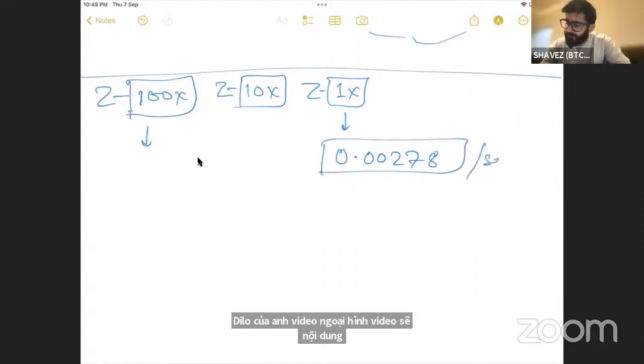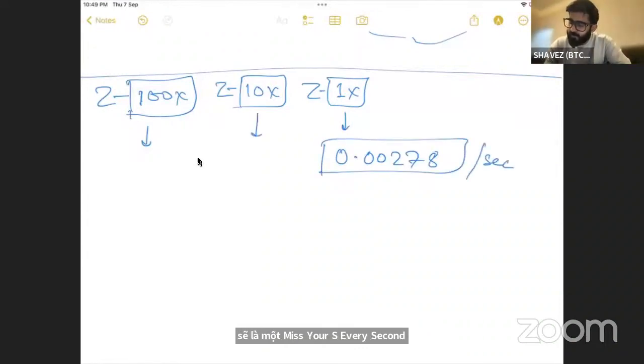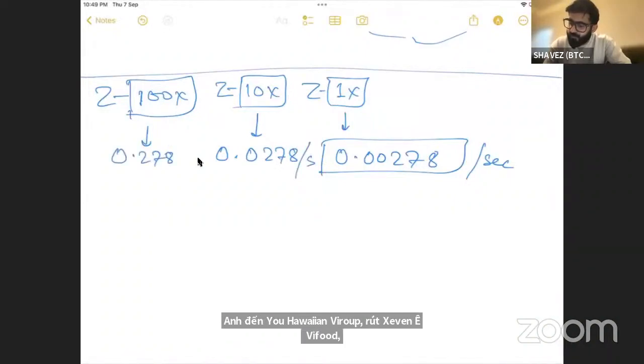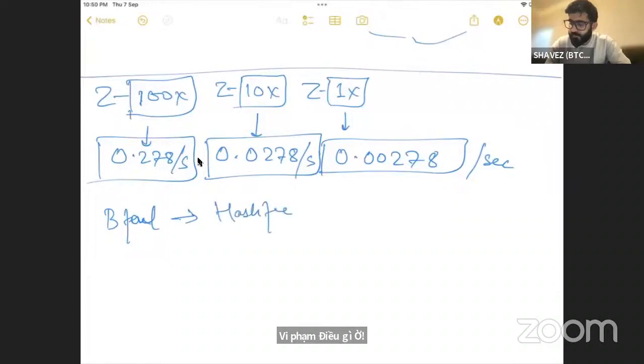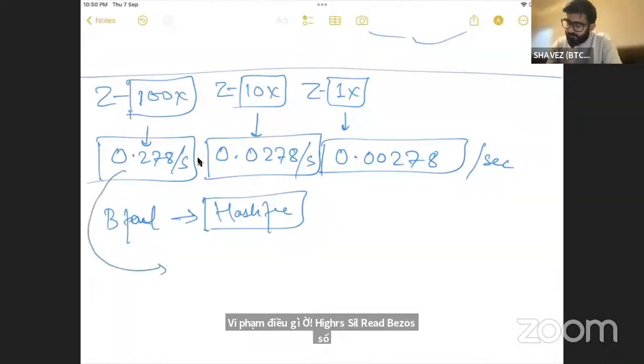BeFuels every second. And then you have 0.0278 BeFuels every second. And then you have 0.278 BeFuel every second. What is BeFuel? BeFuel is your hash fee that you will pay to harvest. So it is mining every second.